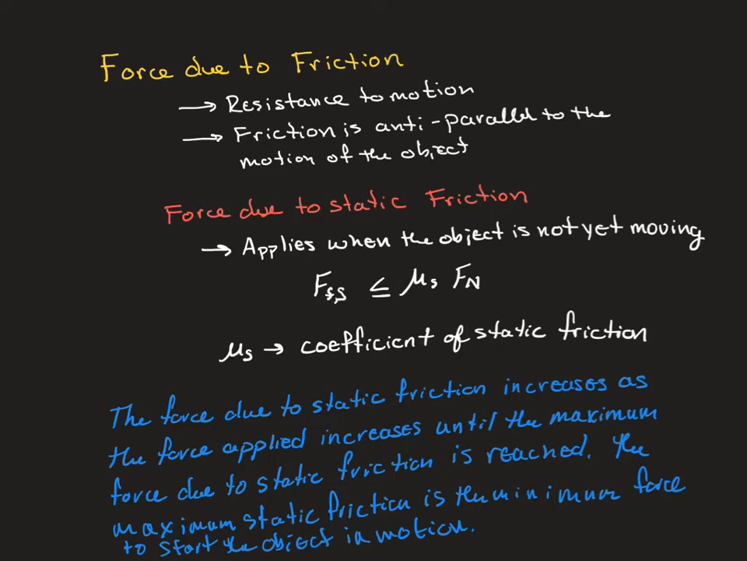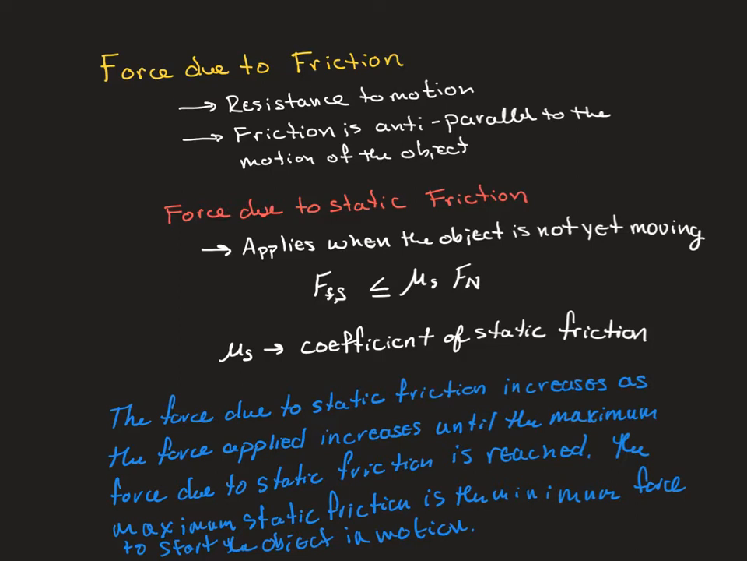Now there are two different types of friction, one for when you're at rest and one when you're in motion. The force due to static friction applies when the object is not yet moving but you are trying to get it to move. The force due to static friction is less than or equal to the coefficient of static friction times the force normal. You already know what the force normal is, so let's talk about the coefficient of static friction.